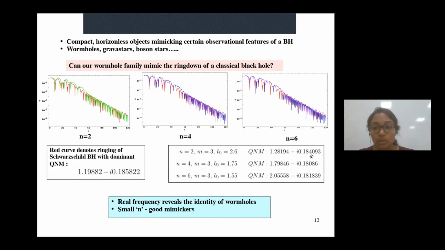The quasi-normal mode, that is the fundamental or the most dominant mode, is found to be very close to the Schwarzschild black hole case. The damping part, or the imaginary part, is very close to the Schwarzschild black hole, whereas the real part starts deviating from the Schwarzschild black hole case. So in essence, we can conclude that the real frequency reveals the identity of the wormholes, and small n wormhole geometries are better mimickers than the large n geometries.